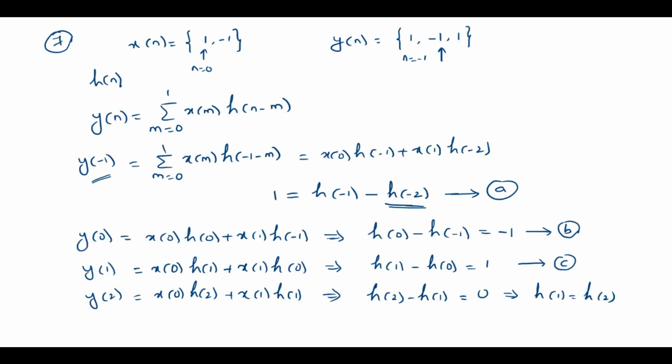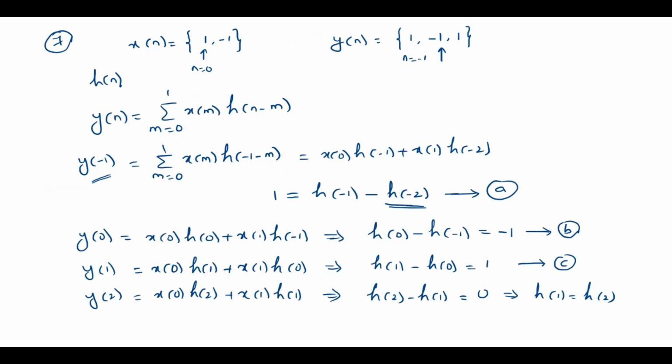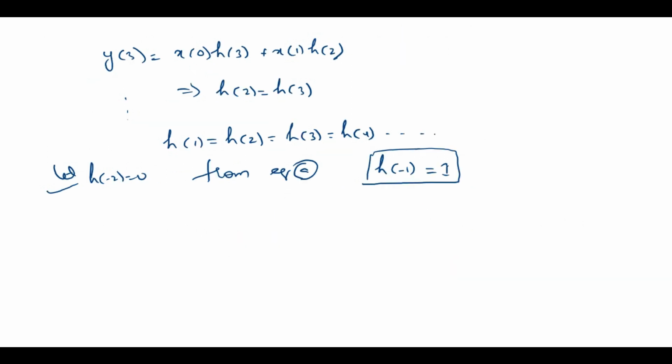what happens? H of minus 2 is 0, so simply h of minus 1 is equal to 1. So h of minus 1 is equal to 1. Now substitute this h of minus 1 in equation B. Now from equation B, what happens?